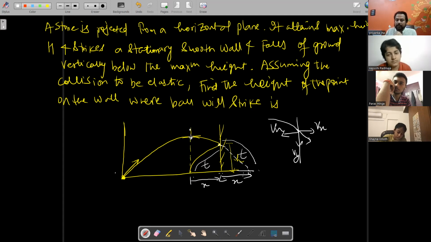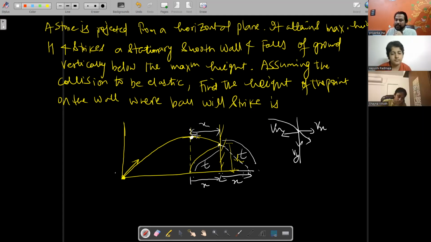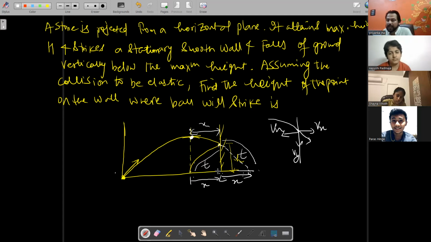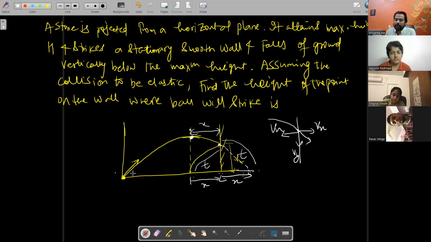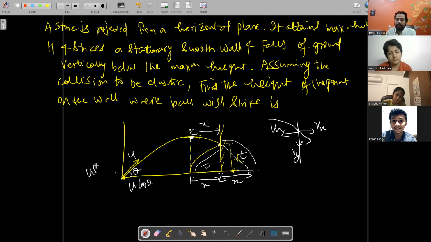Now you can think of the particle coming from here to here. What is the horizontal displacement? Same, this distance, that is x. And when the particle comes from here to here, again it has the same horizontal distance. Here, if this is u and this is angle theta, the horizontal component is u cos theta and the vertical component is u sin theta. At maximum height there is no vertical component of velocity; it only has the horizontal component, equal to u cos theta.